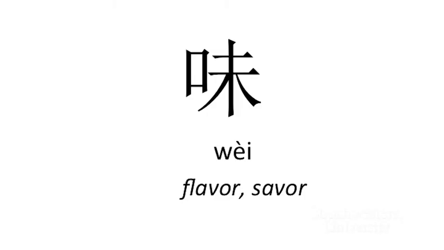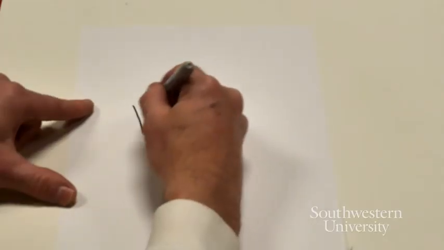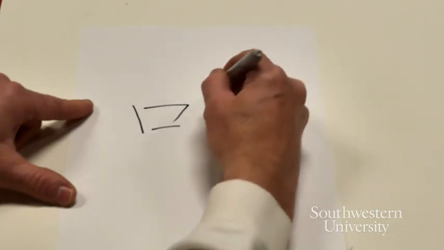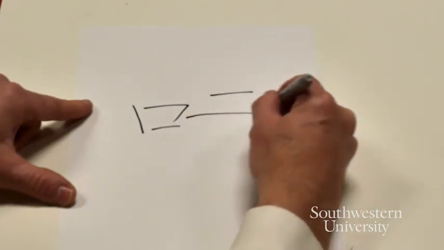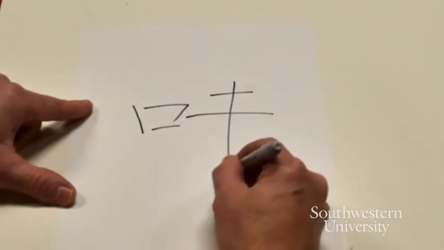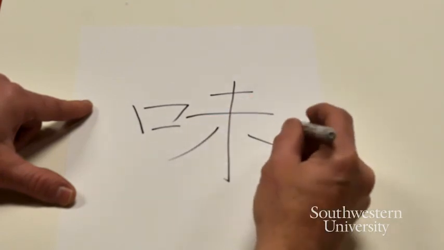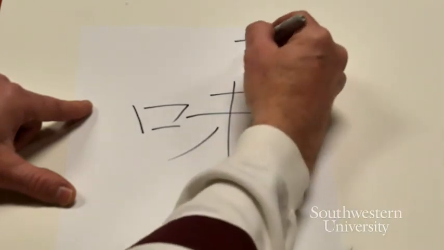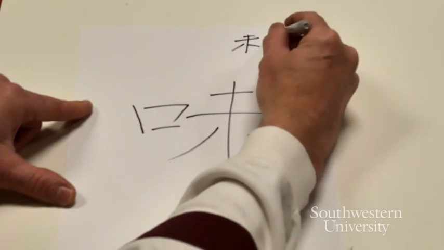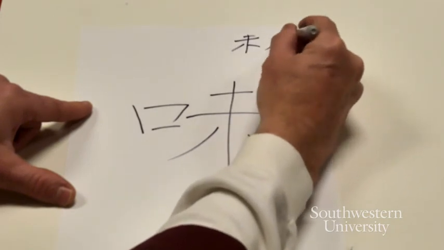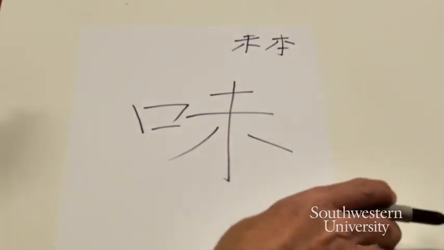Wei, flavor, the taste of something. You have the mouth radical, shu, hung, ja, hung, and then this is a phonetic component, wei, which indicates the top of a tree as opposed to bun, indicating the roots of a tree, wei.